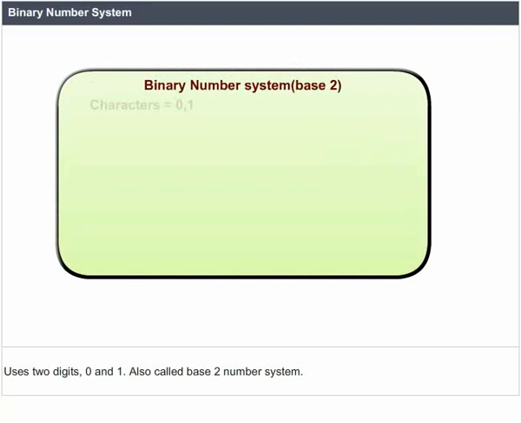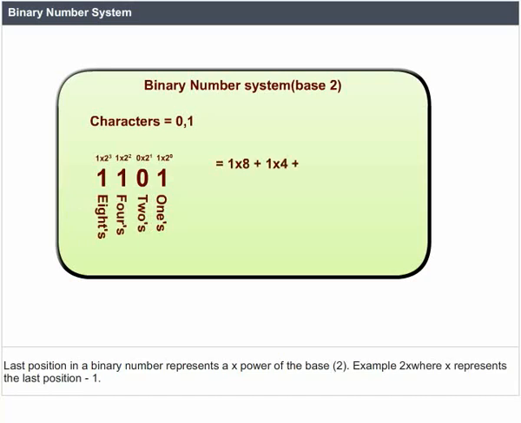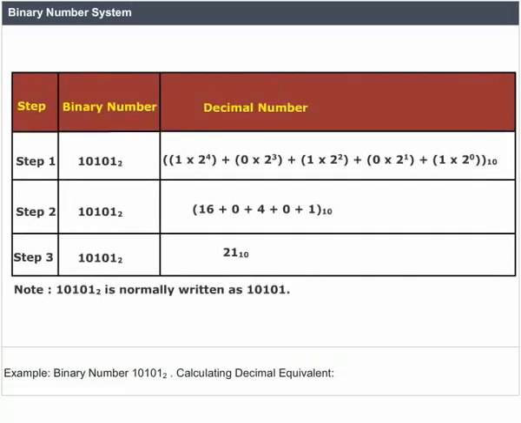Binary number system. It uses two digits, 0 and 1, and is also called the base 2 number system. Each position in a binary number represents a power of the base 2. The first position represents 2 to the power 0. The last position in a binary number represents 2 to the power x, where x represents the last position minus 1. Example, the binary number 10101 to the base 2.